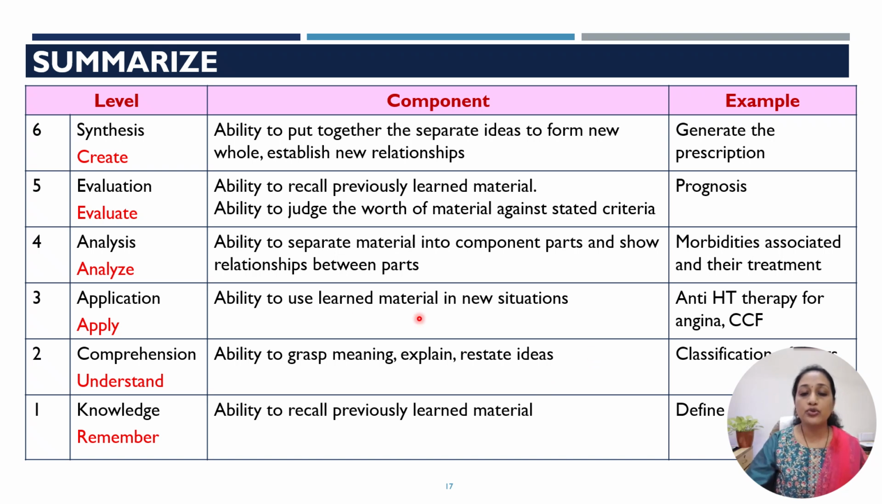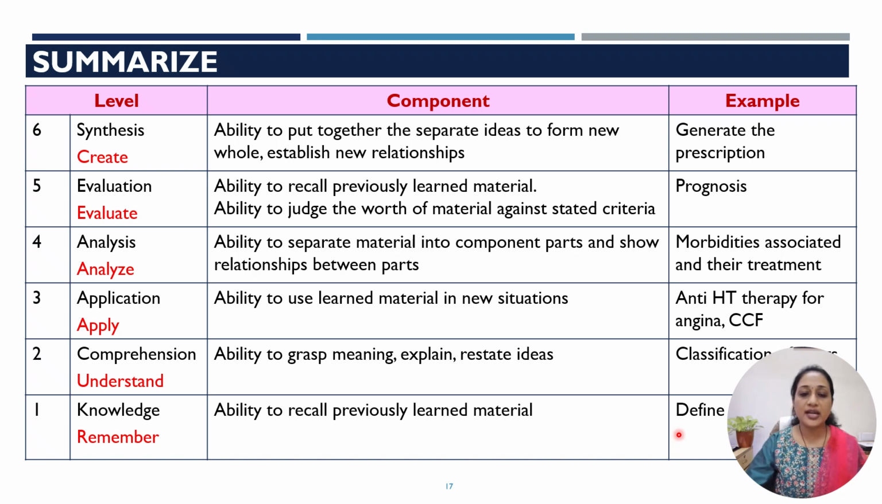Third is the ability to use the learned material and applying it in real life situations. The fourth one is to analyze the various parts of the problem and then finding the relationship between them. Fifth is the ability to judge for the material against the stated criteria and the limitations. And finally, sixth is the one where the student is able to create, synthesize a completely new idea and help solve the problem.